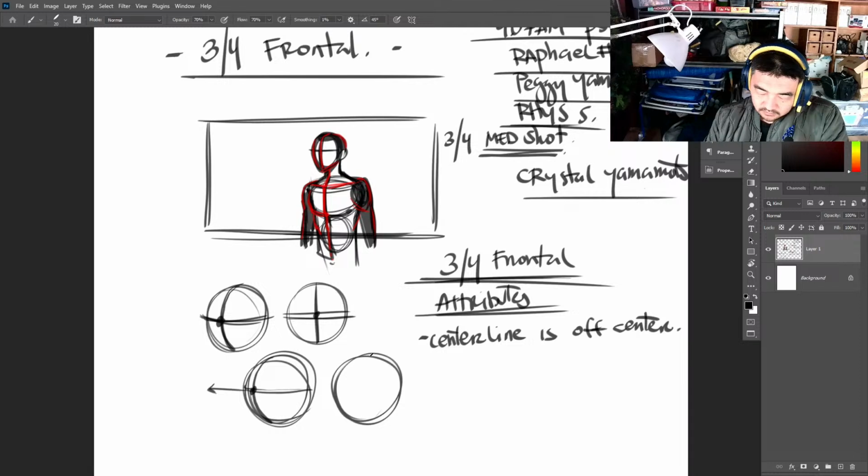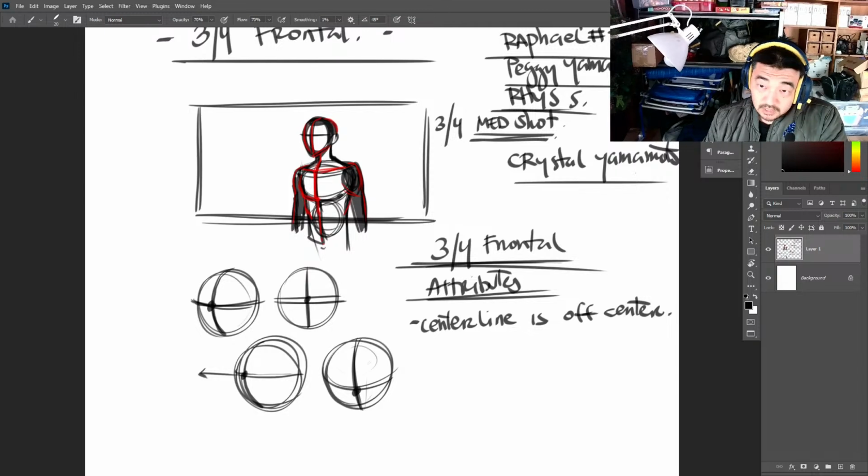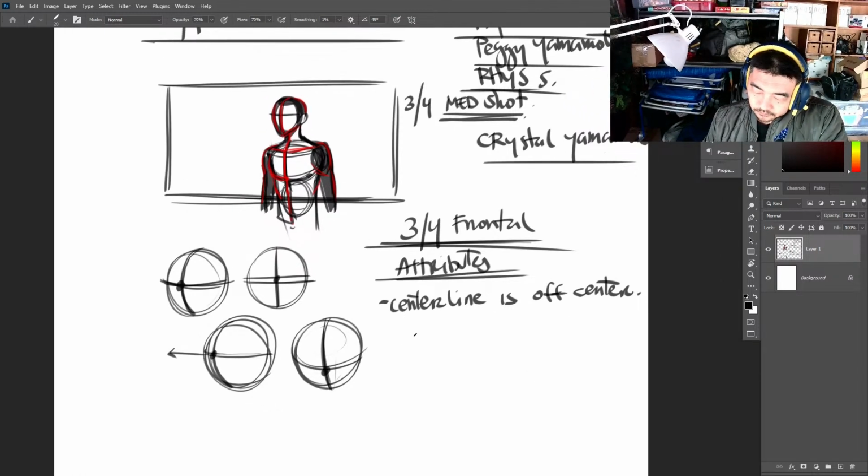Also, off center can be something like this, but that's not 3/4. That's more of a top view. So, center line is off center. What else can we say about a 3/4 frontal?